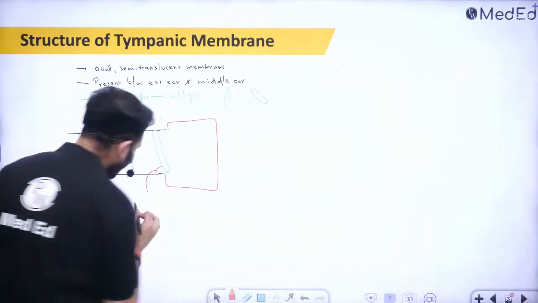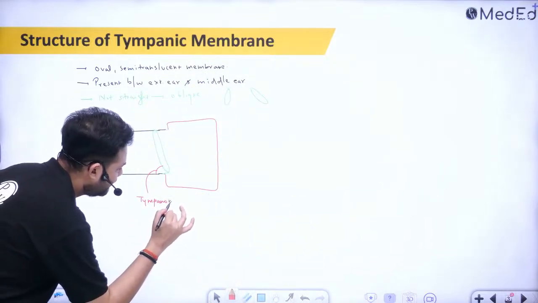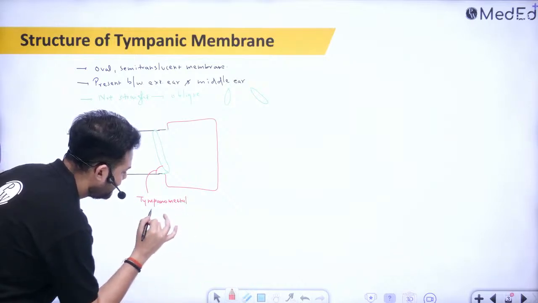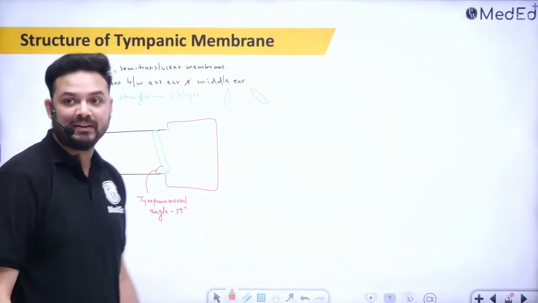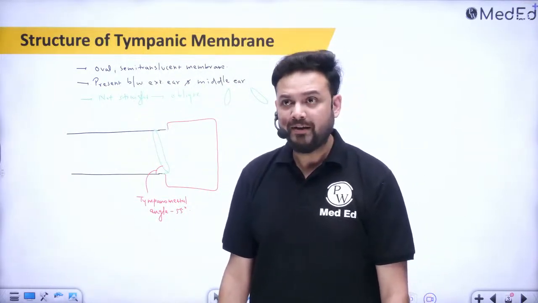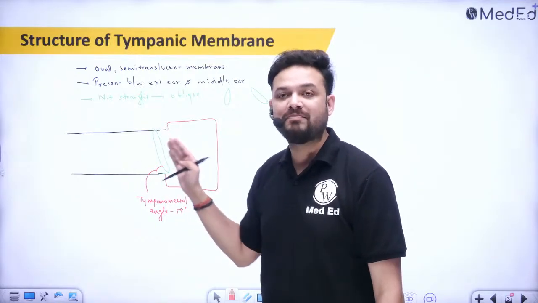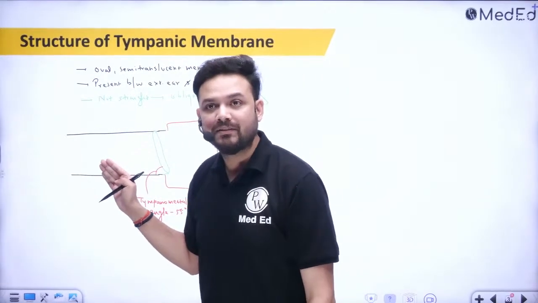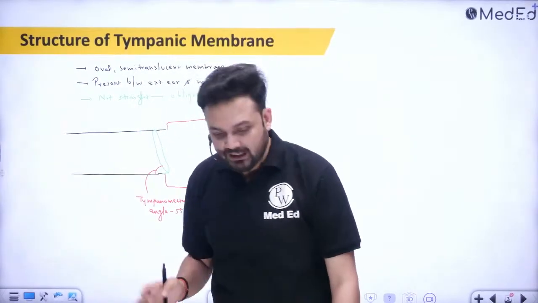So what is the name of this angle? This is called the tympanomeatal angle. And this angle is around 55 degrees to the horizontal. Okay, fine. So we have understood how this particular tympanic membrane is placed in between our middle ear and external ear. Right? Okay. Now, let's go to the next thing.